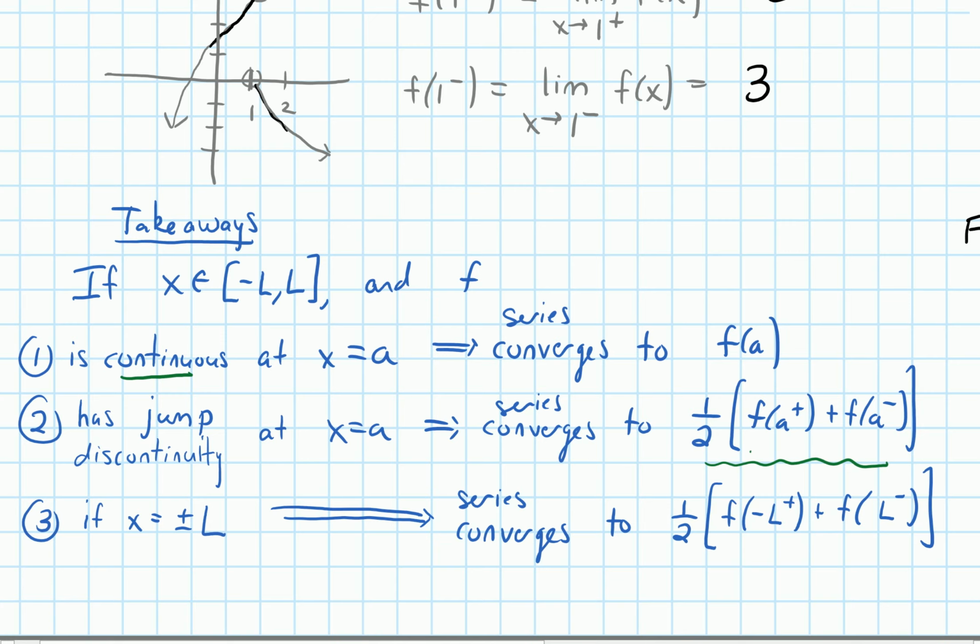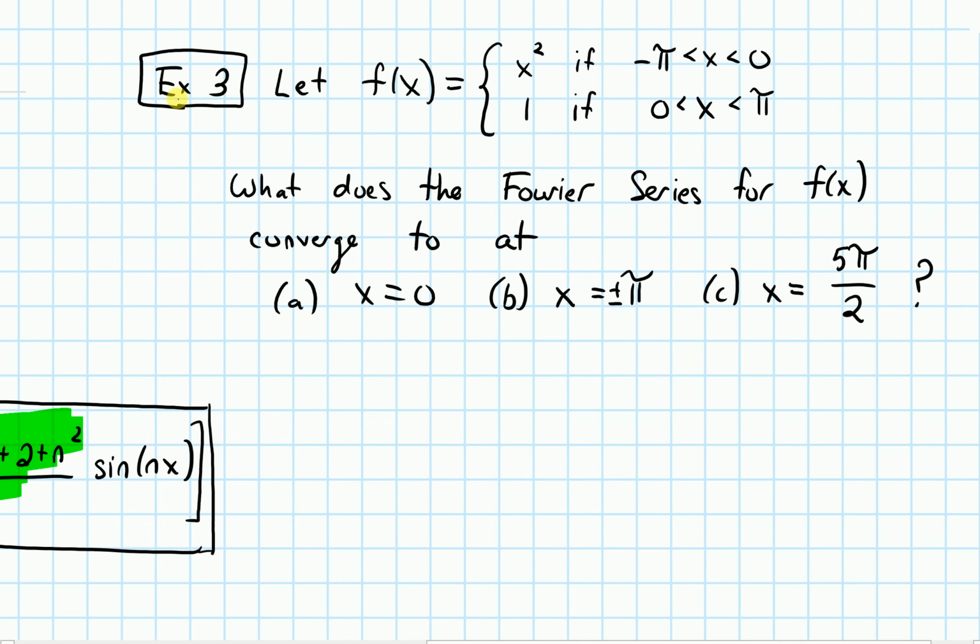All right, so let's do an example. So here is our example. I'm going to let f of x be this piecewise continuous function. It's x squared if negative pi is less than x is less than 0, and it's 1 if 0 is less than x is less than pi. We saw this piecewise function in the last video. In fact, in the last video, we actually determined the Fourier series for this. So now I want to answer the question, what does the Fourier series for this function converge to at these x values? Before we answer this, I want to draw a picture.